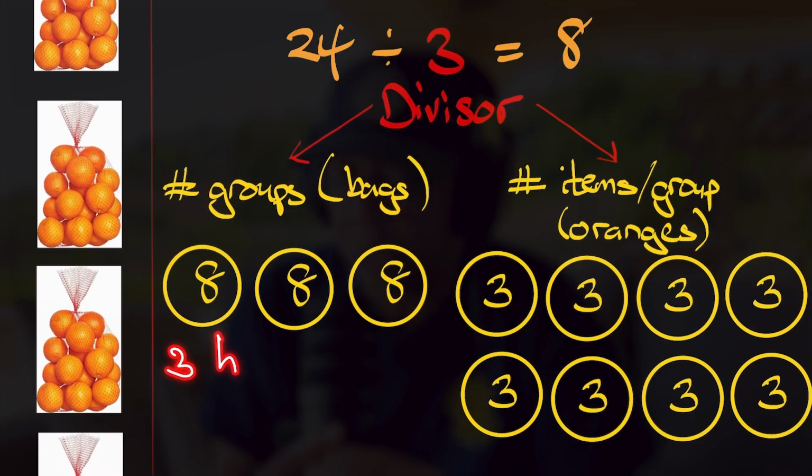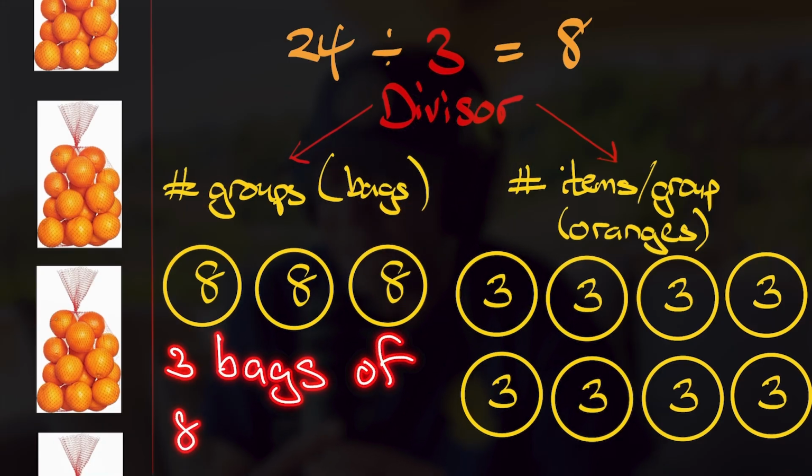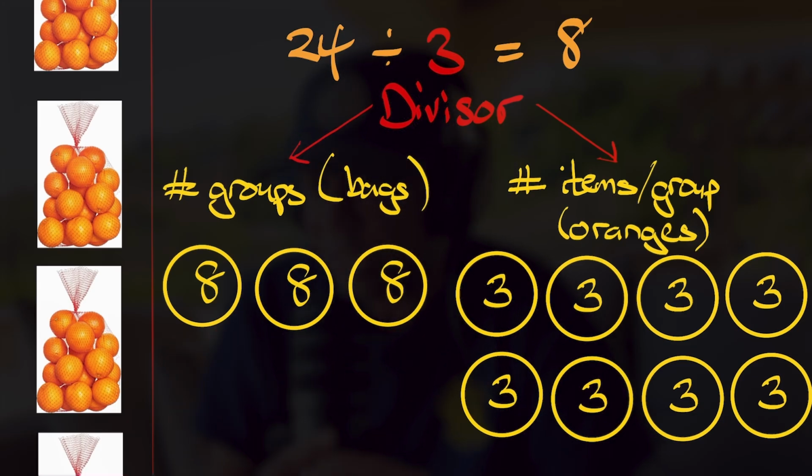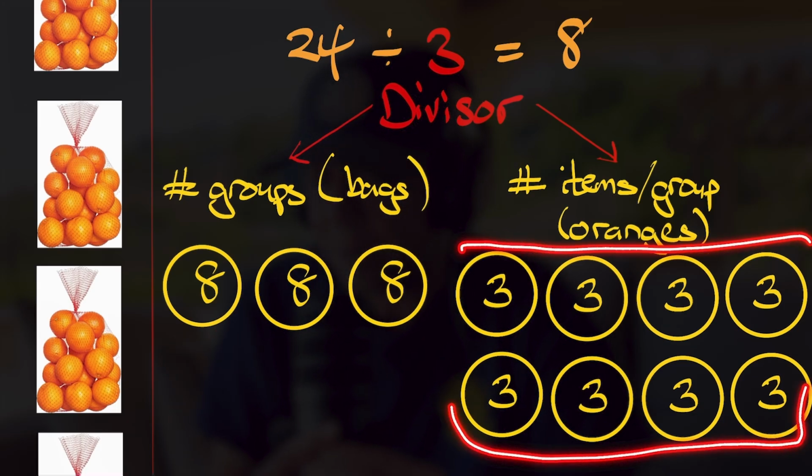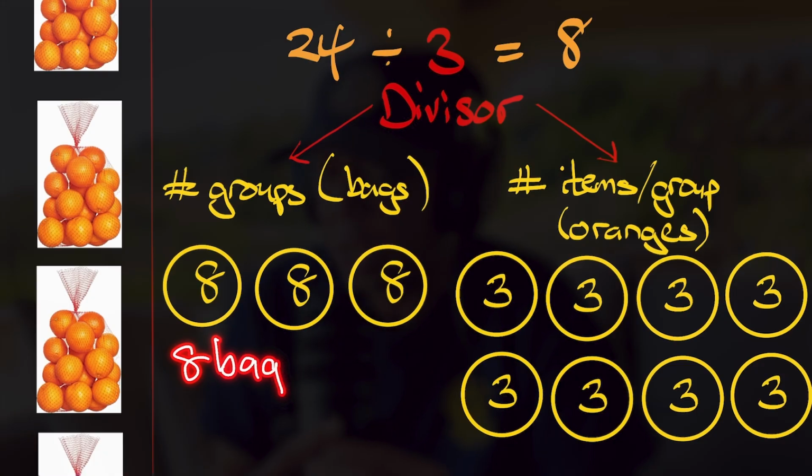The first situation shows 3 bags of 8 oranges, and the second situation shows 8 bags of 3 oranges. Both of those models show 3 as a divisor, and it's up to you to decide if the situation fits what's going on.